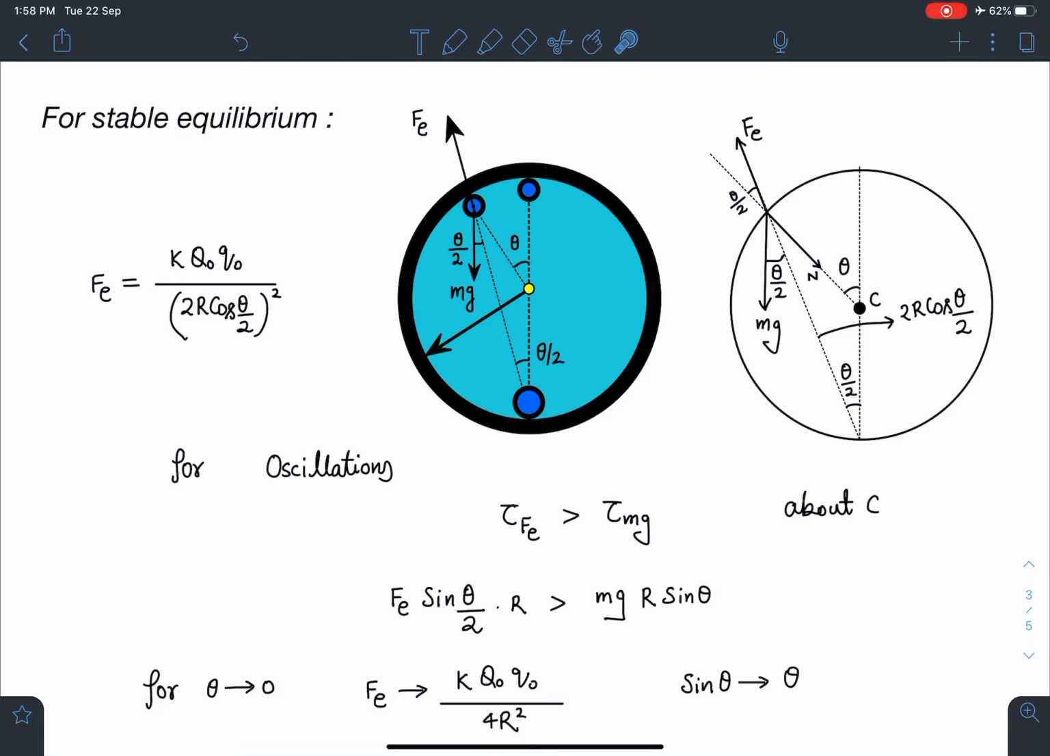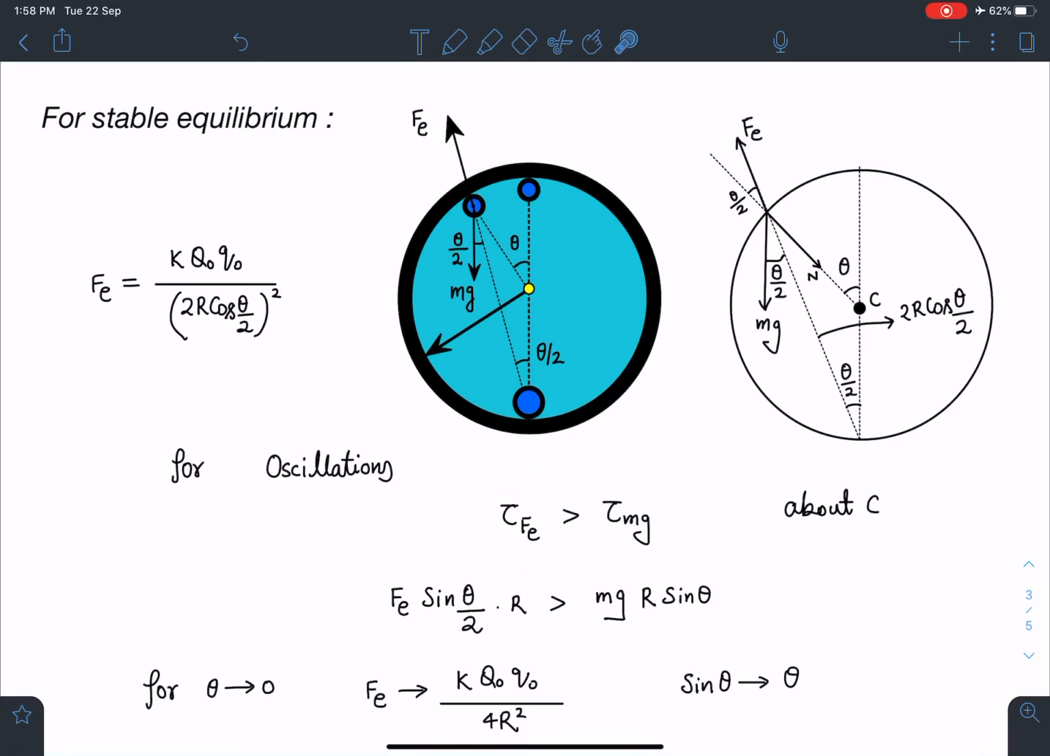Now if, about this point, about point C here, we can see that if the torque of F electric is more than the torque of mg, then this charge will go back to its original configuration. That is the condition I'm applying here. So for oscillations to take place, the torque of Fe, the electric force, is more than the torque of mg.